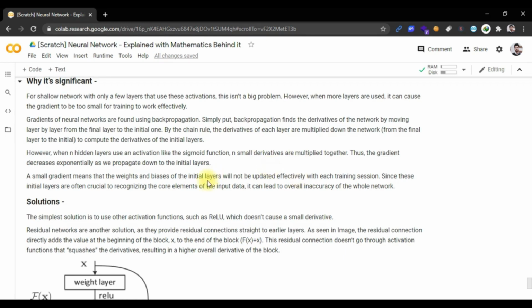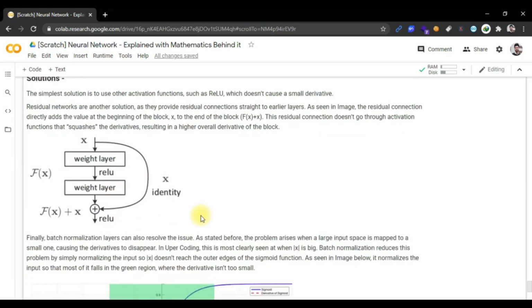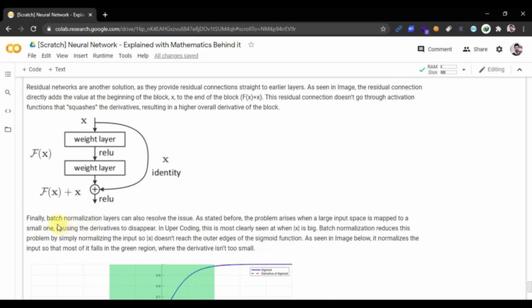So the solutions are, we can use the ReLU activation function as I explained in my last video, and you can also use residual networks. These are connections between the layers that do not go through the activation functions. As you see here, it can go directly from one layer to another layer and add up the values between the blocks. Our other solution is batch normalization.